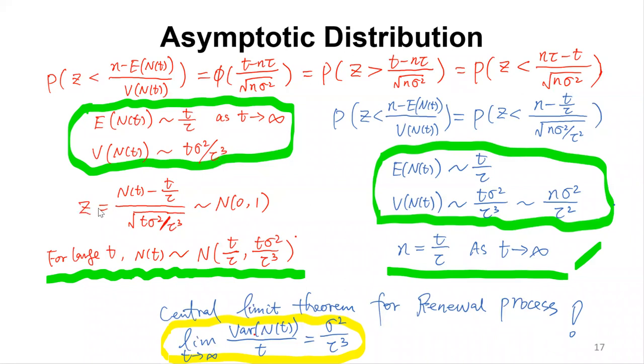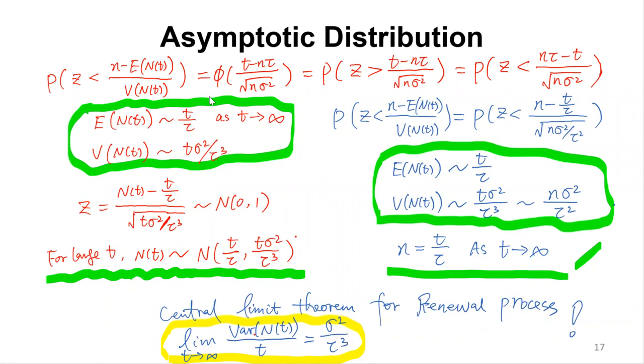So by the central limit theorem, we can do the standardization. So we get the standard normal random variable. And for large t, N_t is approximately normally distributed with this mean and this variance. So the central limit theorem for the renewal process: the variance of N_t as t goes to infinity, divided by t, equals sigma square over tau cube.